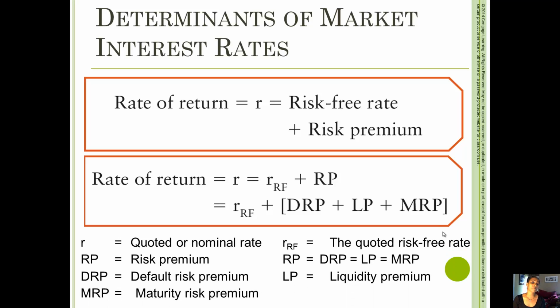So other determinants of market interest rates, and this is your one big formula for this week. The rate of return is equal to the risk-free rate plus a number of risk premiums. If we break those risk premiums down, those are the DRP, which is the default risk premium, the possibility that the borrower will not pay you back your principal. Liquidity premium, the possibility that you can't sell this instrument when you want to. And a maturity risk premium, just an extra premium that you require for delayed consumption. And so that gets back to that time preferences factor.